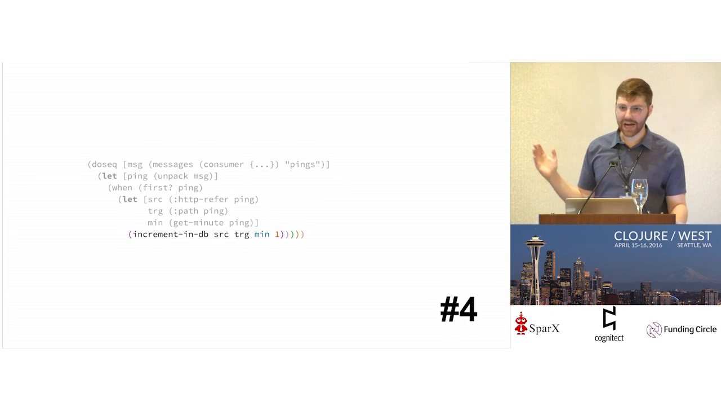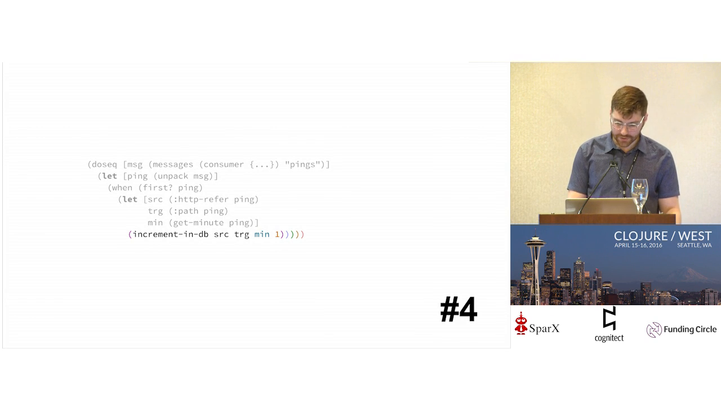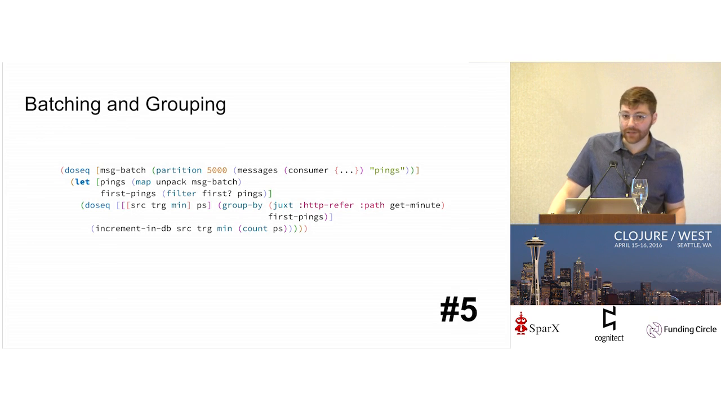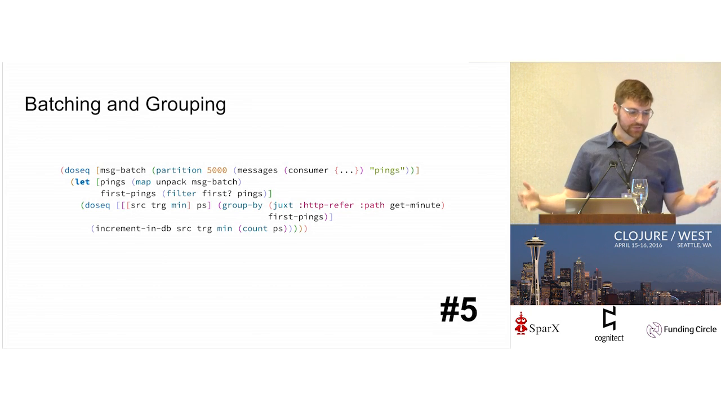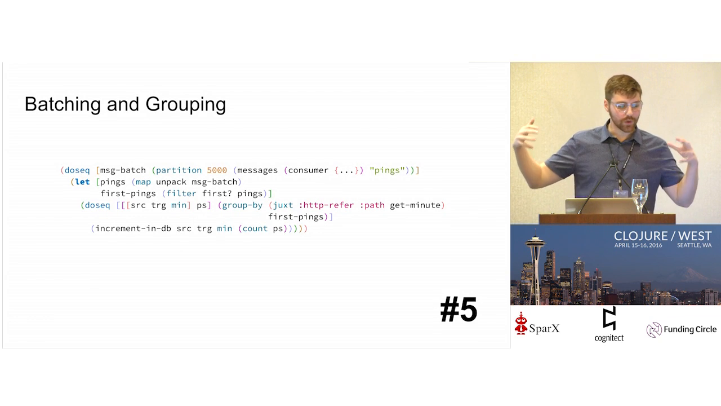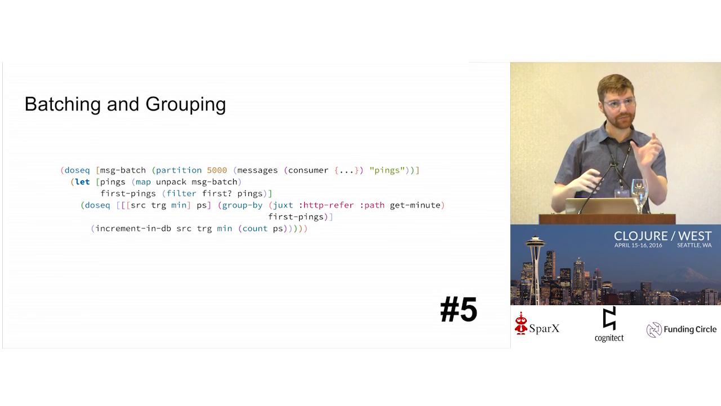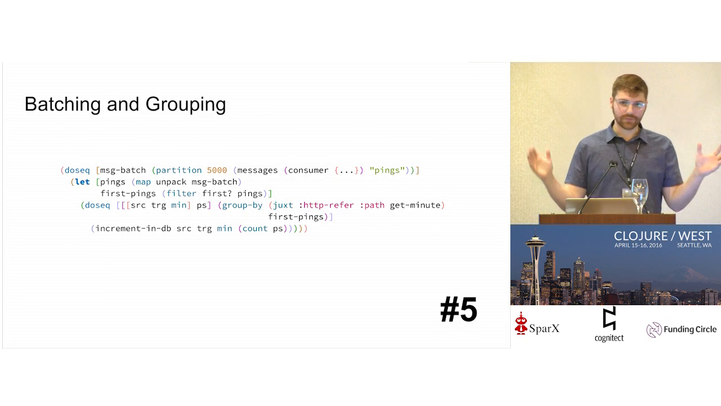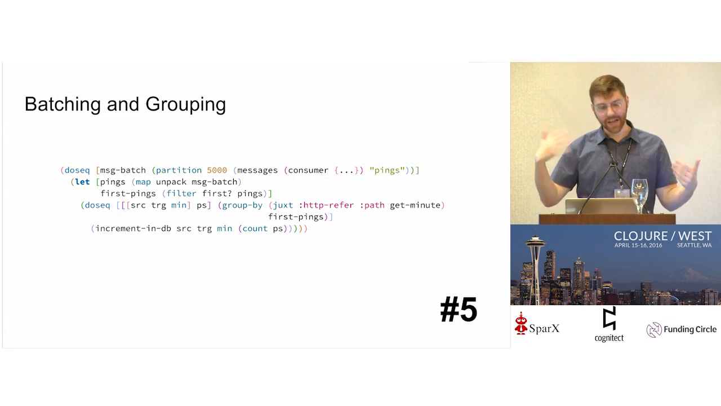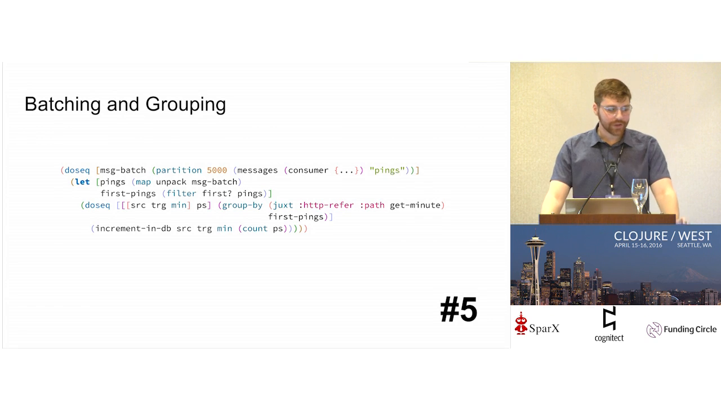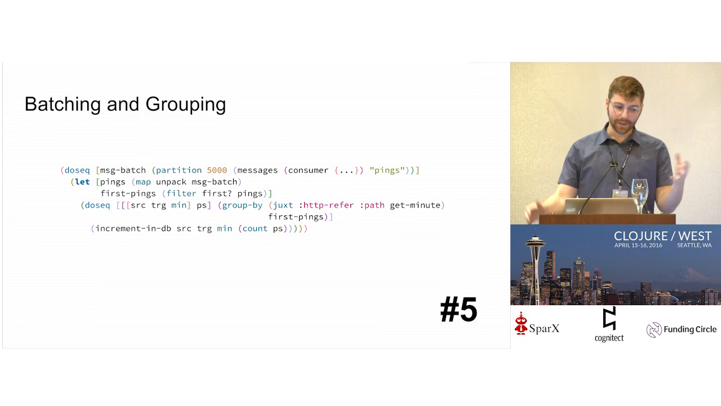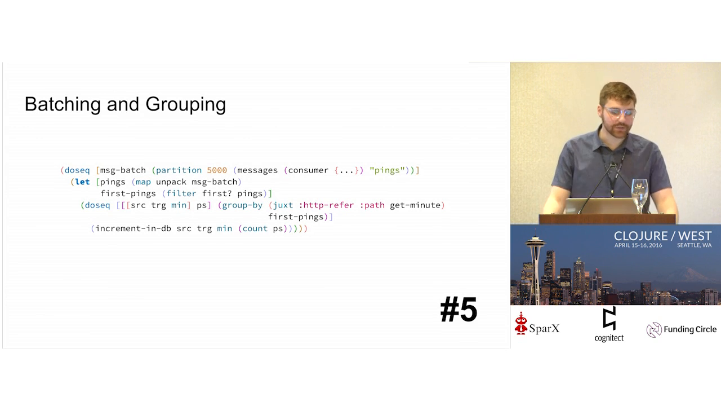And this is when you get into a very common pattern that you see in Kafka consumers, which is that you're going to batch those messages. This is an example of our batching code. We have our messages, which is a lazy sequence. We call partition on it and partition out 5,000 messages at a time, which is fine for us considering how many requests we're getting. Then instead of iterating over individual messages, we're going to iterate over the batch. Each one of those batches we're going to unpack using map. We're going to filter out to just the first pings using filter.